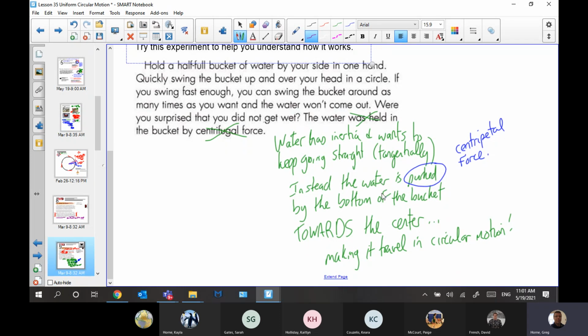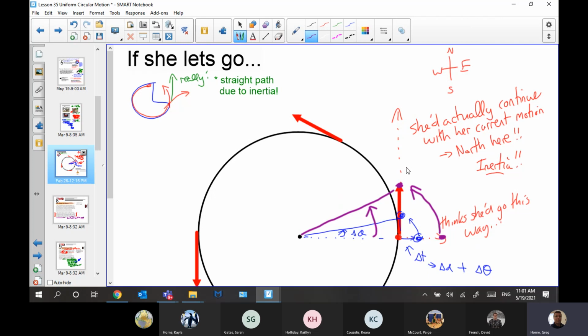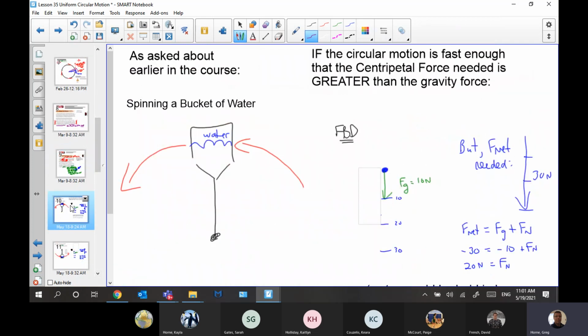So instead, the water is actually being pushed by the centripetal force towards the center of the circle, right? So the bottom of the bucket is pressing on the water to make it go towards the center. Like, think about it. If the bottom of the bucket fell out, what would happen? The water would just go in a straight line, tangent to the circle, right? From the viewpoint of being in the middle of the circle, it would look like it goes out, but in reality, that rotation leads to it going on a tangent, straight out. So this was asked about earlier in the course, so I included it here in a little bit more detail.